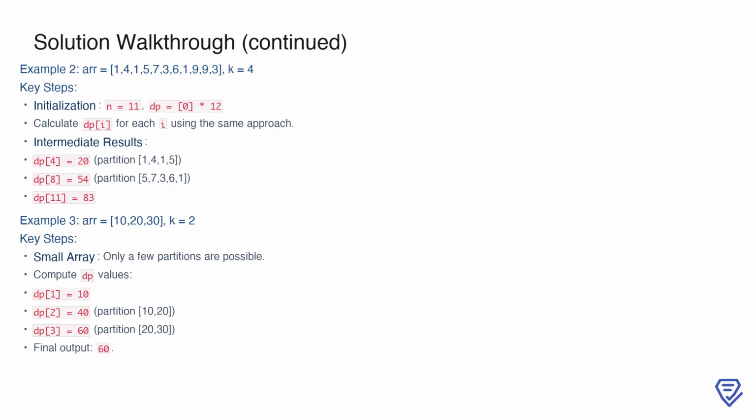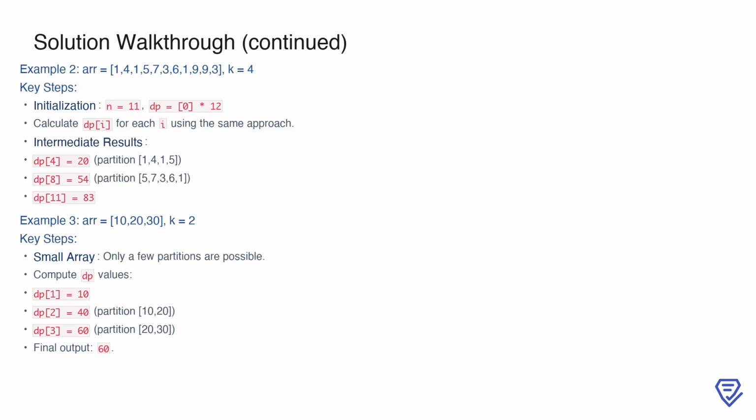For instance, at i equals 4, we can form a partition, 1 4 1 5, which yields a DP[4] value of 20. For i equals 8, one possible partition is 5 7 3 6 1, leading to a DP[8] value of 54. After processing all elements, the final value DP[11] is 83.